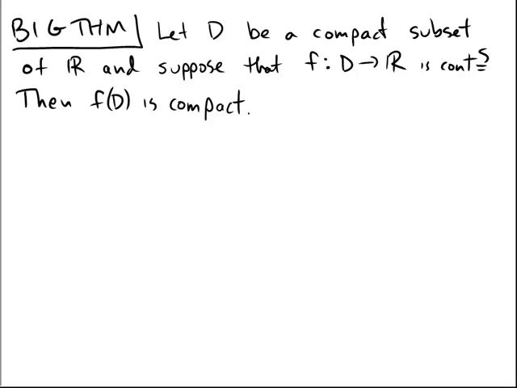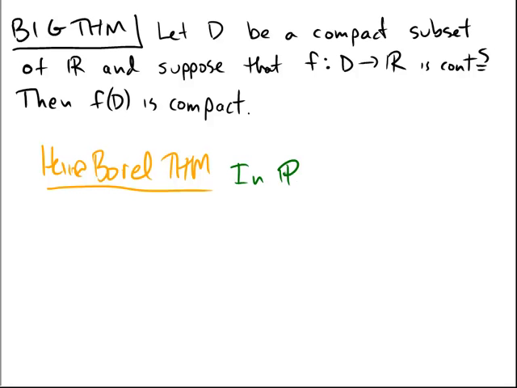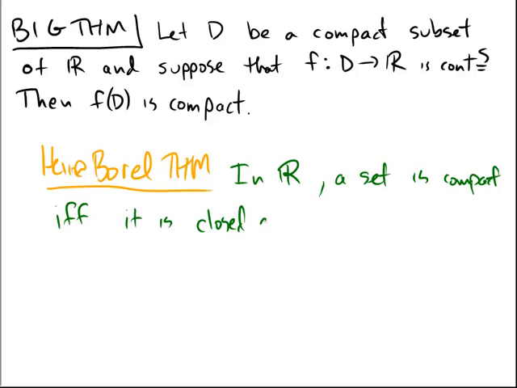So recall, since we're working in R, maybe we should remind ourselves of the Heine-Borel theorem, because in R, the Heine-Borel theorem said that a set is compact if and only if it is closed and bounded.